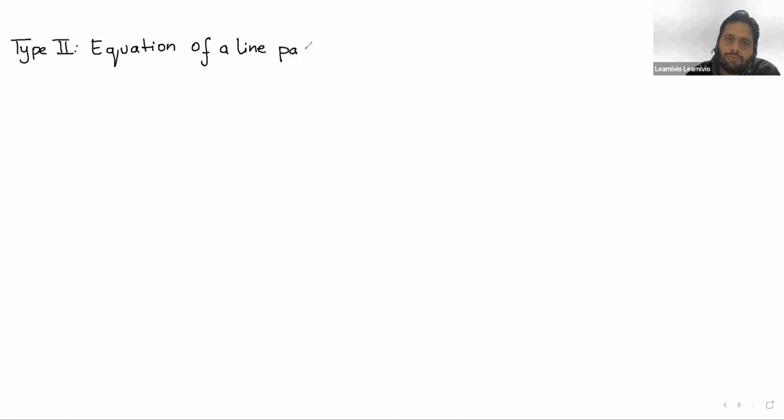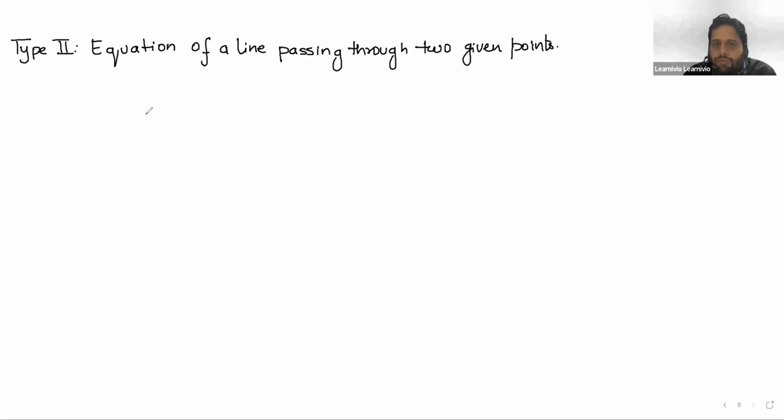Next is type second: equation of a line passing through two given points. Equation of a line passing through two given points. So we will do the derivation for this.